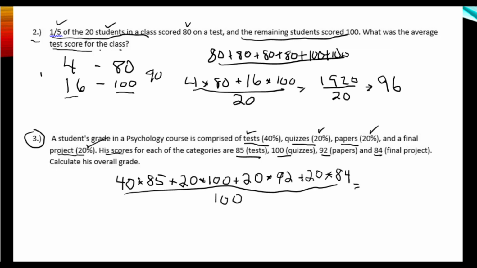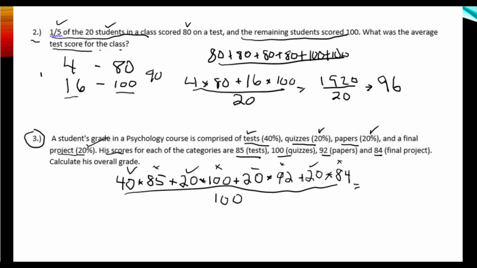Now, one thing that students sometimes do is get the weights, which are the 40, the 20, the 20, and the 20, confused with the data, which is the 85, the 100, the 92, and the 84. And then they add up the data and divide by the data, which would make this a really big number. But if you do that, you should realize when you get an answer that the answer makes absolutely no sense in the world and is a result of you flipping the weights and the data.